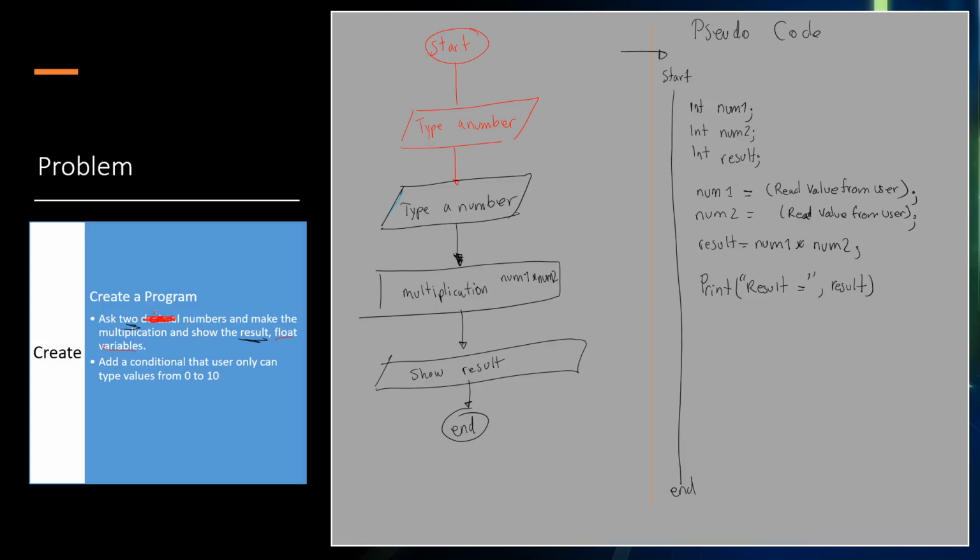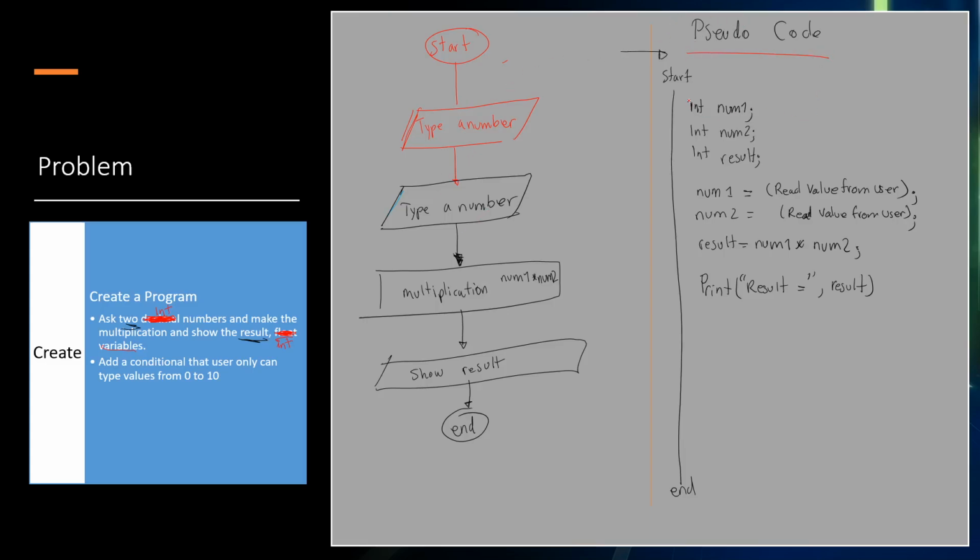Here let's change this to integer, and this also to integer. So here we have a program that is going to ask for two numbers, make a multiplication and show the result. And then we're going to add the conditional for the user to just type numbers between 0 and 10. So here we have start, then we ask for the number, then we ask for the second number, and then we do the multiplication, then we show the result. So the flowchart is very general, just to know the process, how it's going to run.